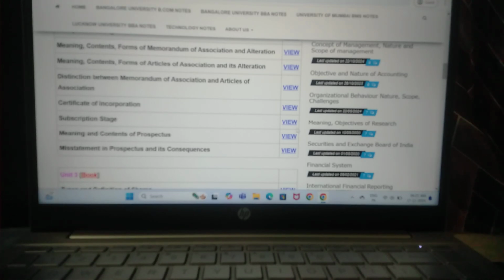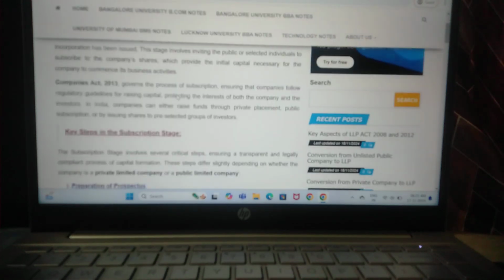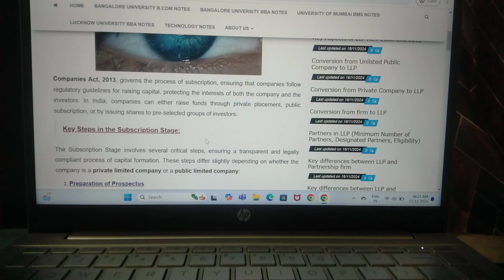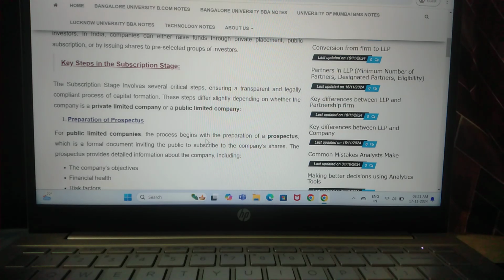Next one, subscription stage. Subscription stage, again you have to study. It is a crucial phase in the formation of the company where it is raising capital by offering shares to the potential investors. You have to learn the meaning along with the steps. You can see the steps here. Key steps in the subscription stage: preparation of prospectus. This is very important. Prospectus itself is one of the topics where you will be getting questions.